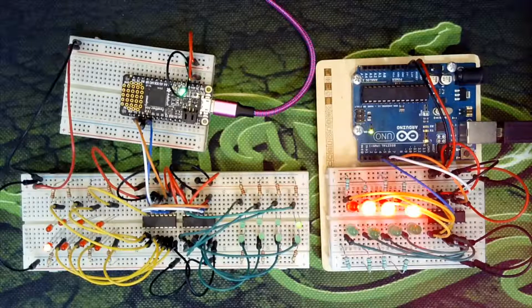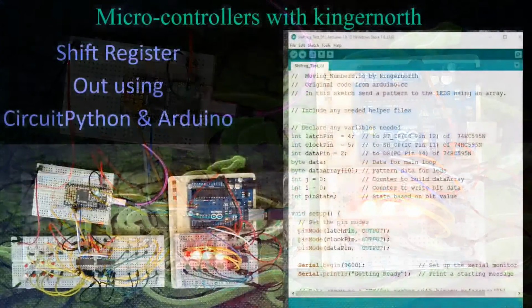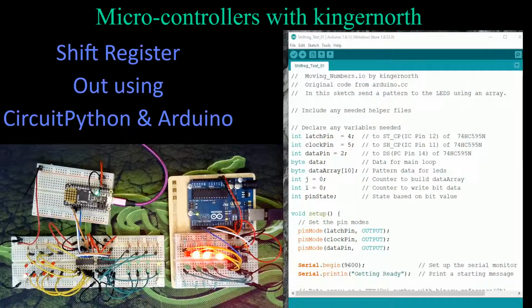We have our typical Feather M4 Express from Adafruit, and this is running CircuitPython. In that particular board, we have two shift registers connected, and they're both talking, and we're using 16 additional LEDs.